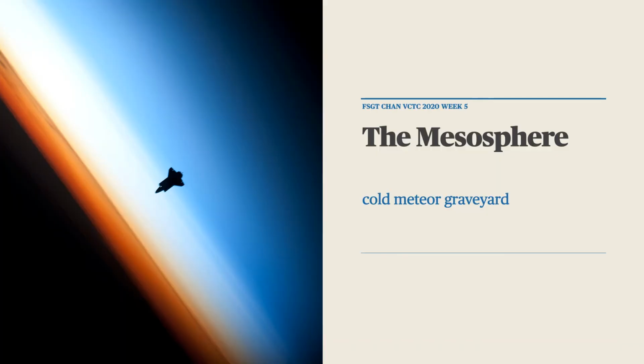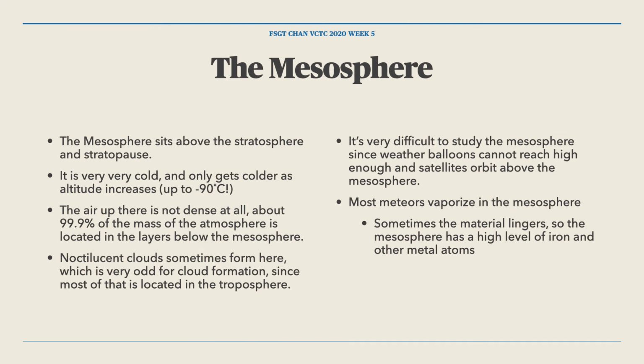So we're going to next talk about the mesosphere. The mesosphere sits just above the stratopause and stratosphere. It is very, very cold. It only gets colder as altitude increases, up to negative 90 degrees Celsius or negative 100 degrees Celsius. The air up there is not dense at all. It contains like 0.1% of all the mass of the atmosphere.